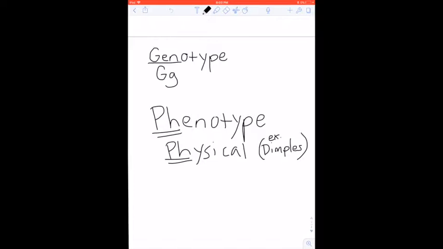Phenotype means physical traits, and the pH in phenotype matches the pH in physical, so it's an easy way to remember it. For example, dimples or eye color, anything that we could see.